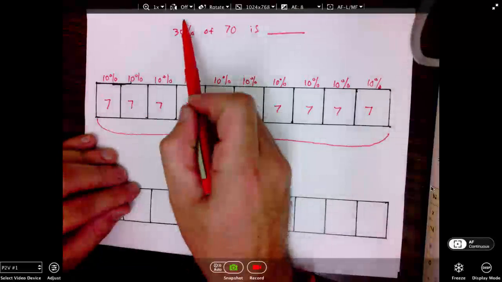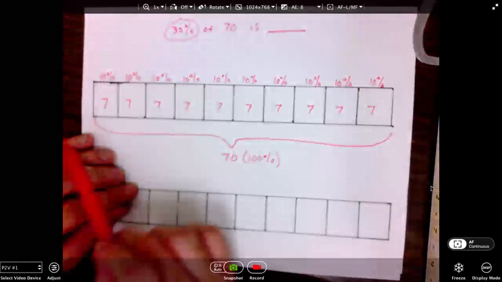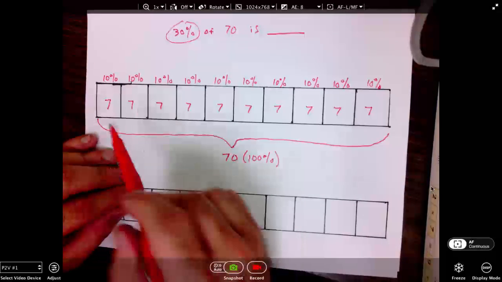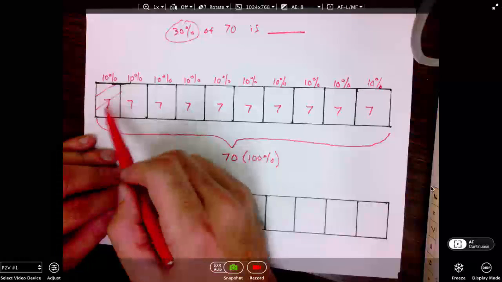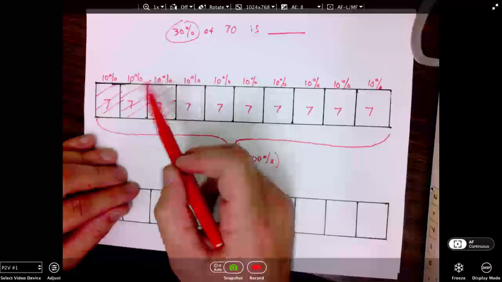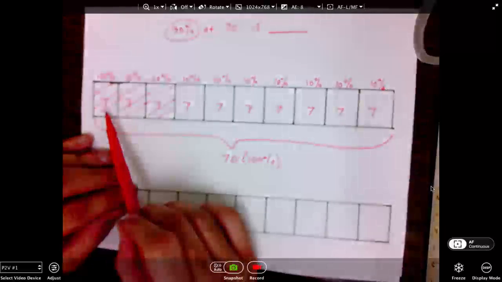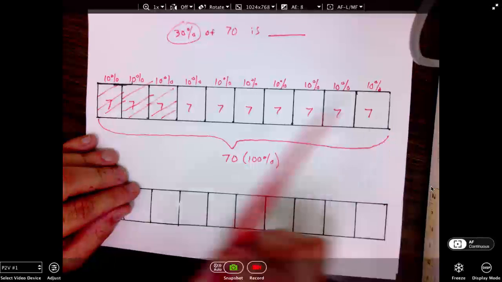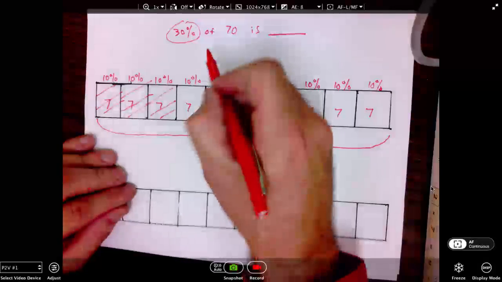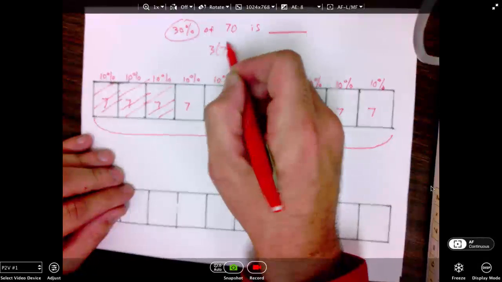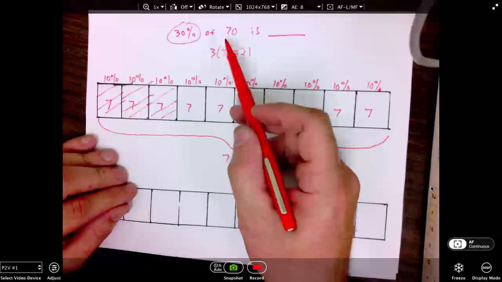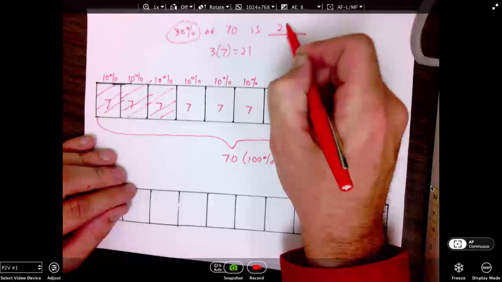But I want 30%. So, how many of these rectangles would be 30%? Well, 3 of them. 10%, 20%, 30%. So, how much of my entire bar have I shaded? 1, 2, 3 sevens. 3 times 7 is 21. 30% of 70 is 21.